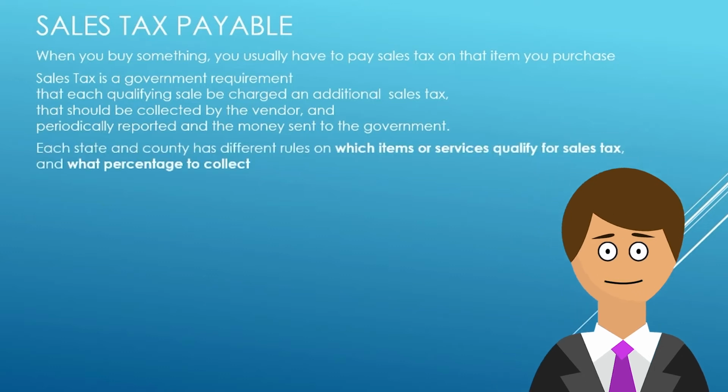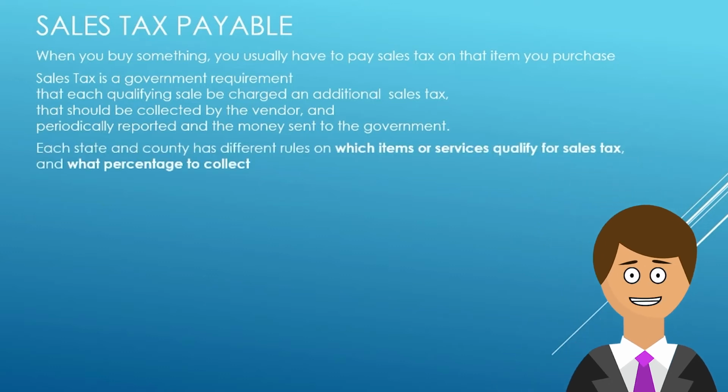So each state and county has different rules on which items or services qualify for sales tax and what percentage to collect. So counties can have different rates, and then a state may have a rate. So you add the state plus the county together, and each county may wind up coming up with a different percentage of sales tax that you need to collect for the jurisdiction that you live or operate in.